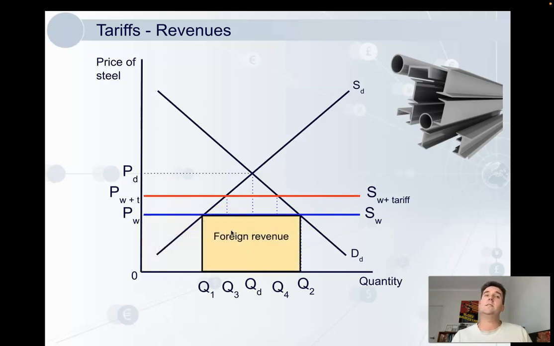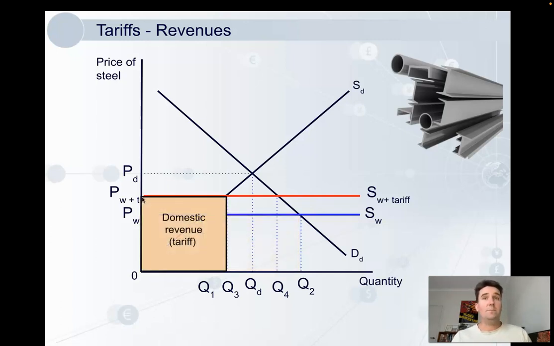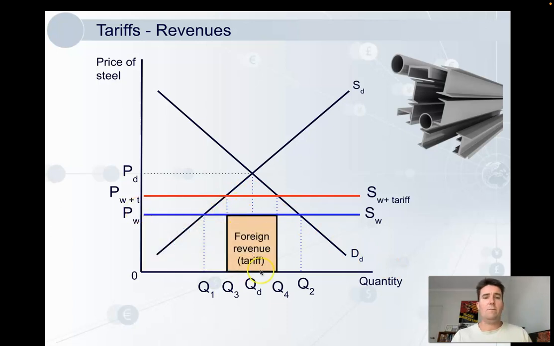After the tariff, domestic steel producers get the higher price, P World plus tariff, and they sell more, so that increases their revenue. Foreign producers still receive PW, and they sell fewer. But why do they only receive price world? Because the government keeps the tariff revenue. They get this box here, the amount of imports multiplied by the tariff.